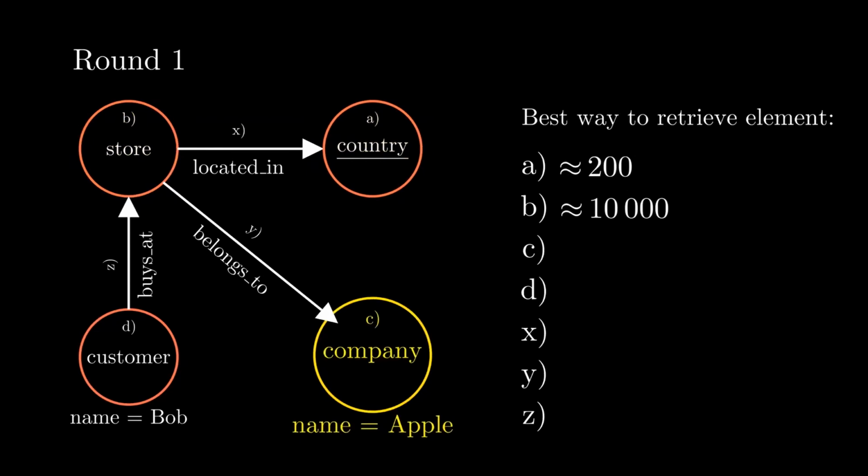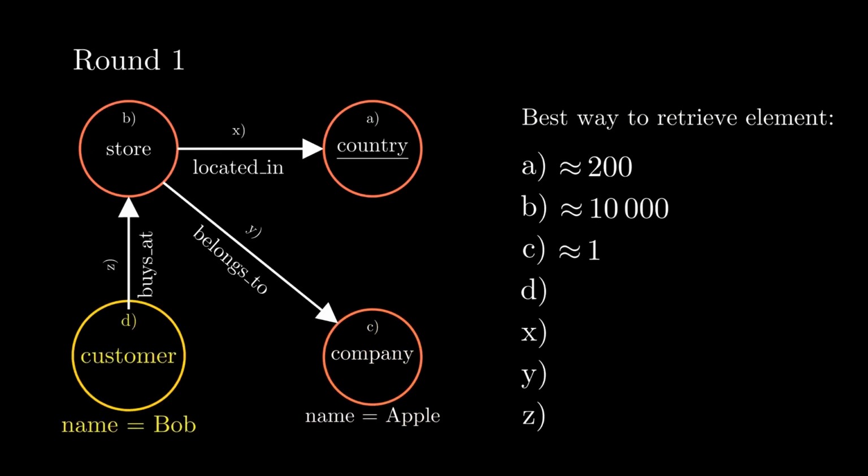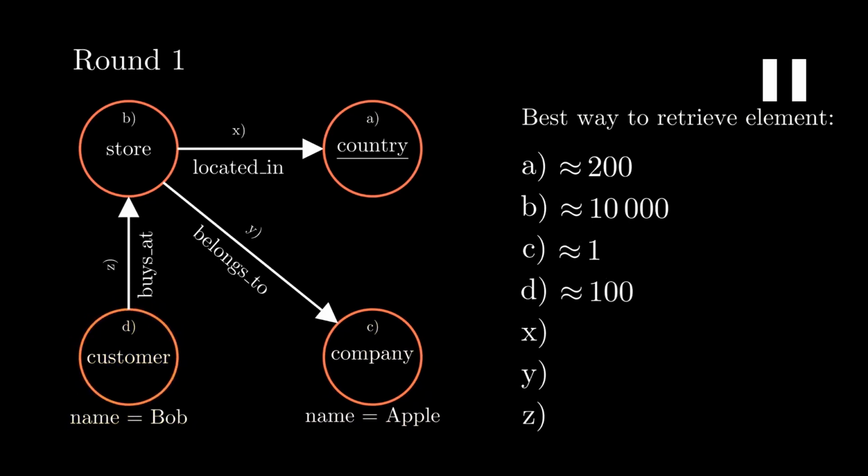The vertex C, the company that's named Apple. That's a special case. We have a constraint here that the name is Apple. And maybe our statistics backend can now tell that we have a unique index on the name of the company. So we know for sure that we will only get 0 or 1 result here. Let's go with 1, as this is the worst case. And lastly, the customer. Our index may now contain more than 1 result. Maybe that's 100 Bobs in the database. And now we have for each vertex an estimation of how selective the query of this vertex is.